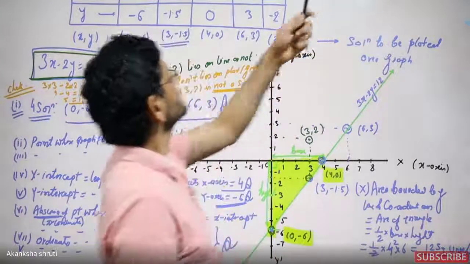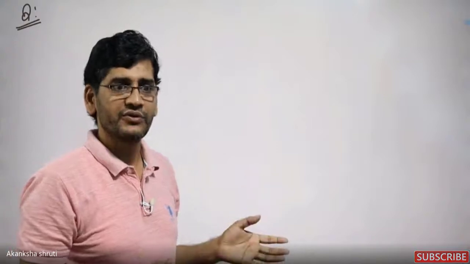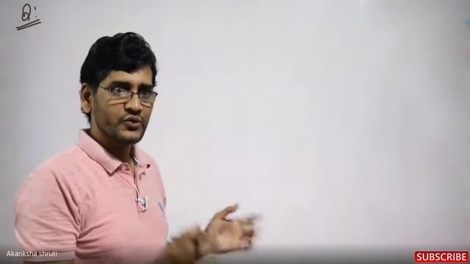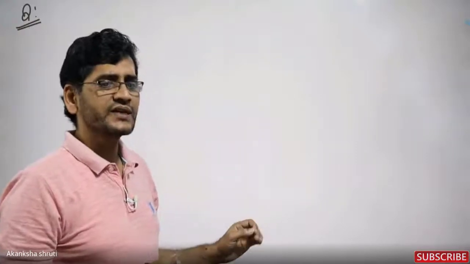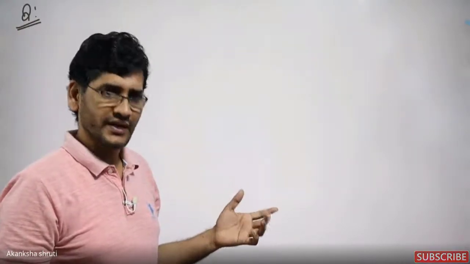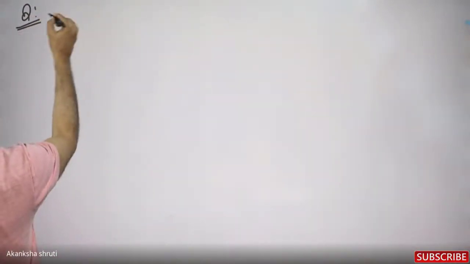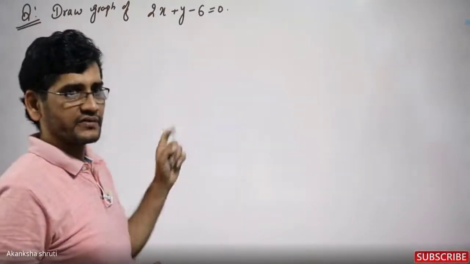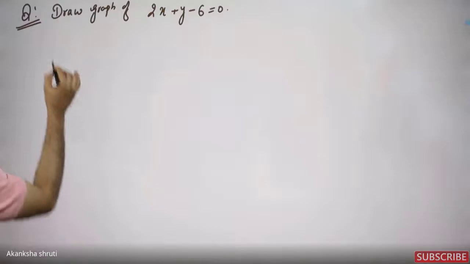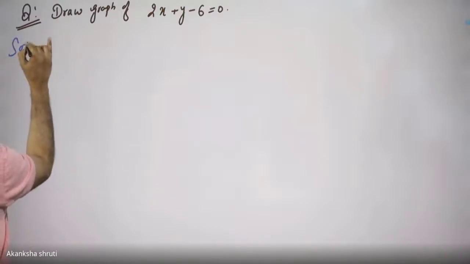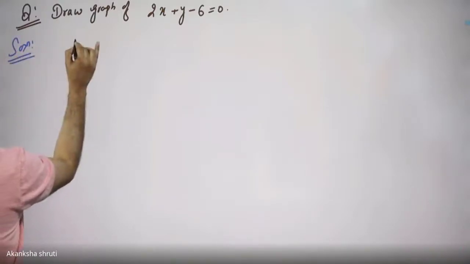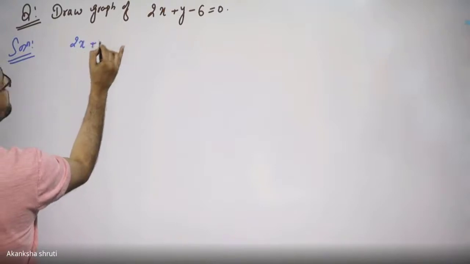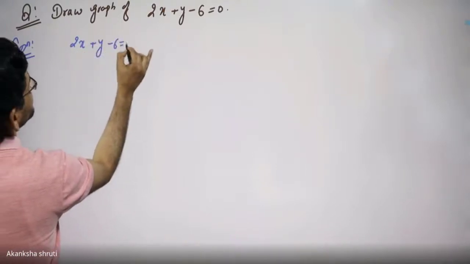So it was all about that, but how quickly can we do it? For doing it quickly, there is no need to calculate each and every solution. Just take only 2 or 3 solutions. That is enough. Students, but be careful. So let us take one question and solve it quickly. Students, we want to quickly draw the graph of this. See what you shall do. Whatever equation is given, you just write it. It is 2x plus y minus 6 equals 0.